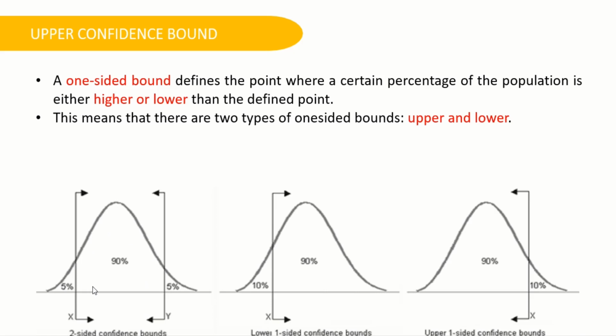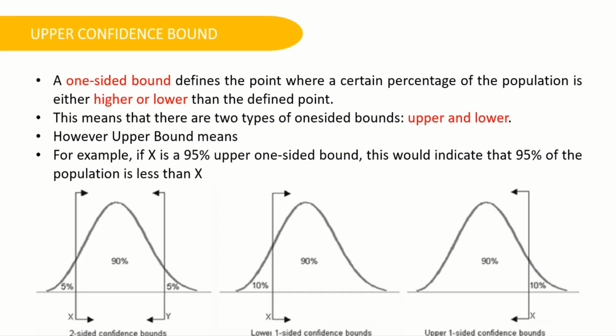Here it represents that 90% of the population is greater than this 5% of the population, and it is lower than this 5% of the population. Similarly, for the lower one-sided bound, it states that 90% of this population is having value greater than 10% of this population. Similarly, in upper sided bound, which is our real concern for this problem, 90% of the population is having value lower than the 10% of this population. So, our main concern is with respect to upper confidence bound.